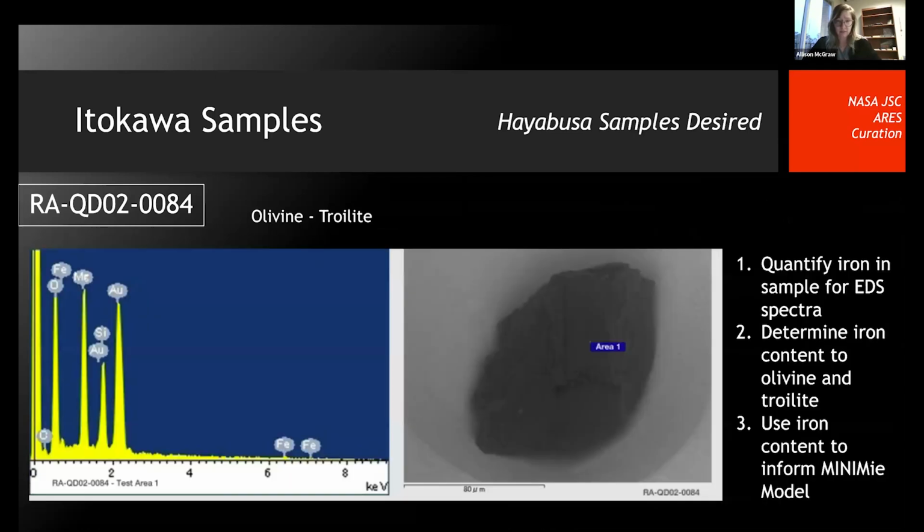Next slide, please. The olivine troilite, I chose this as it has iron both in the olivine and in the FeS, the iron sulfide. And I want to quantify the iron first from the EDS spectra. I don't think I necessarily even need the sample in hand. If I can just get the EDS spectra, this will help determine some of the iron content in the olivine and the troilite. And then I want to use this iron to inform what I call my mini-me model, which I'll introduce. Next slide. The olivine similarly has the same exact steps, and these are my two main desired samples from Itokawa. Next slide.